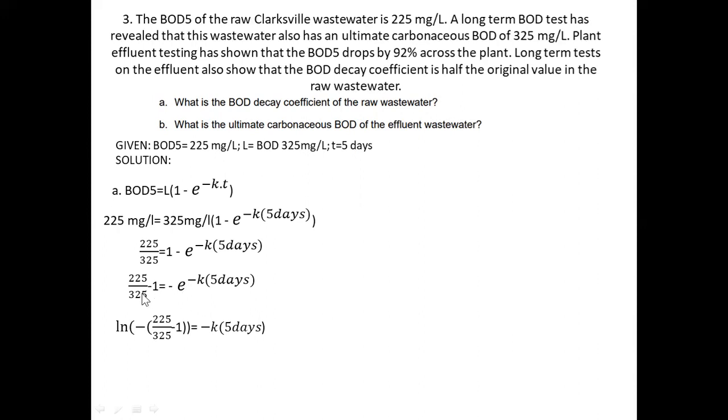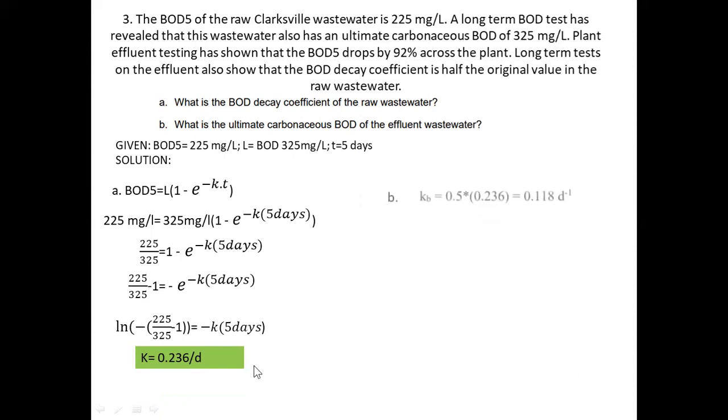So we need to get the natural logarithm of both sides of the equation. In this form, this becomes the natural logarithm of negative the quantity 225 over 325 minus 1, is equal to negative k times 5 days. Now, further simplifying the whole equation, dividing both sides of the equation by negative 5 days, our k now is in terms of this value, 0.236 per day.